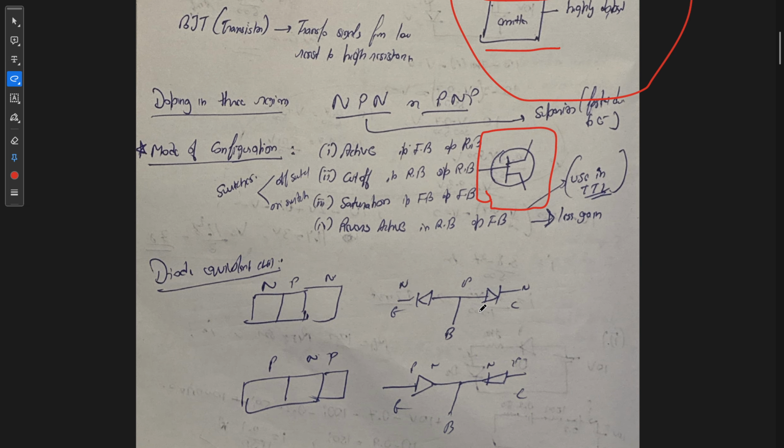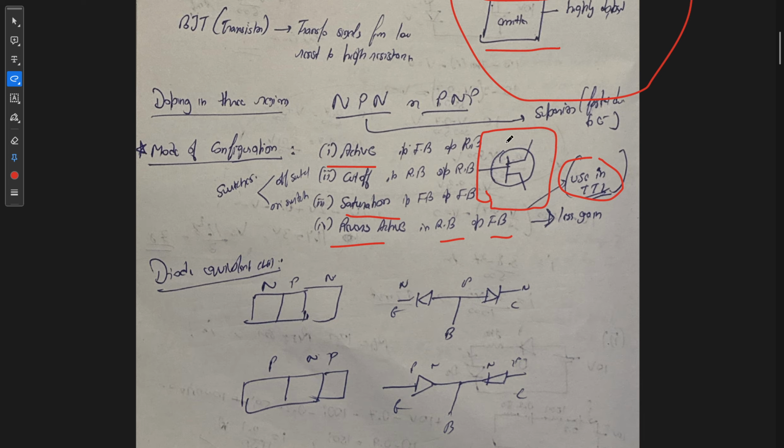There are four modes of configuration in BJT. The first one is active mode. In this, the input terminal is forward biased and the output terminal is reverse biased. The second one is cutoff, where the input terminal is reverse biased and the output terminal is also reverse biased. And the third one is saturation, in which the input terminal is forward biased and the output terminal is also forward biased. And the fourth one is reverse active, in which the input terminal is reverse biased and the output terminal is forward biased.